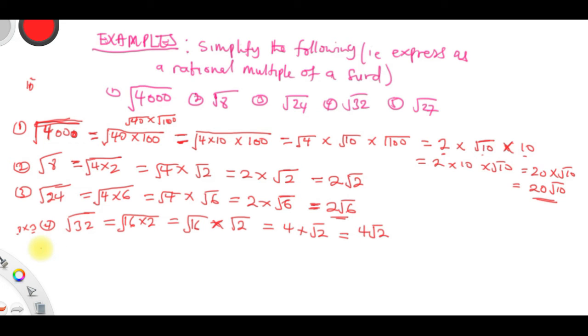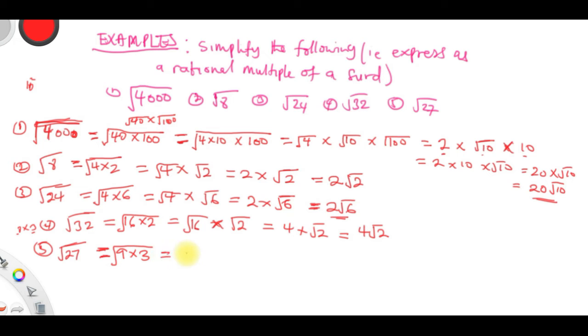Guys, let's look at the last one, the fifth example. That one is the square root of what? Square root of 27. So what factor of 27 is a perfect square? You have 3 times 9, which is 27. So 27 is the same as 9 times 3. Put it under the square root sign.